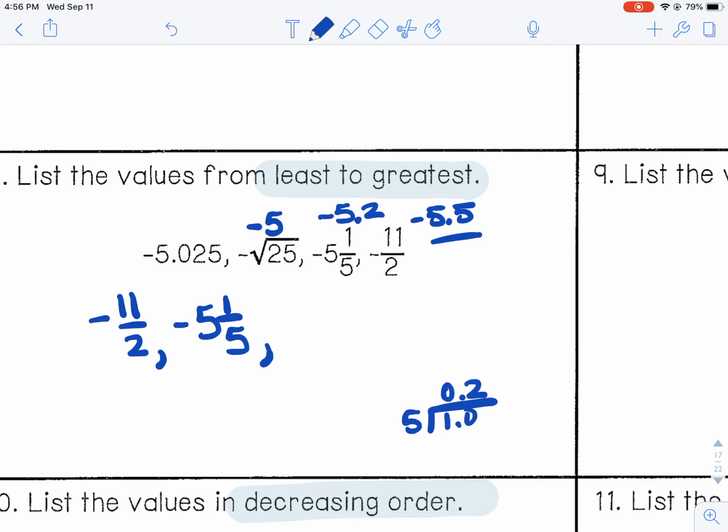Followed by, I have negative 5.025 or negative 5. Well, negative 5.025 is more negative than negative 5, so that's going to be our next number. And then our last number is the negative square root of 25.